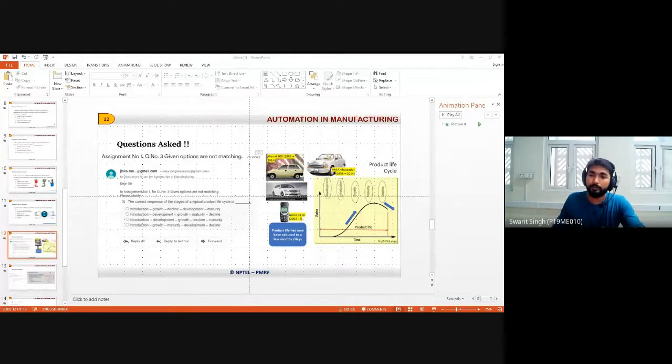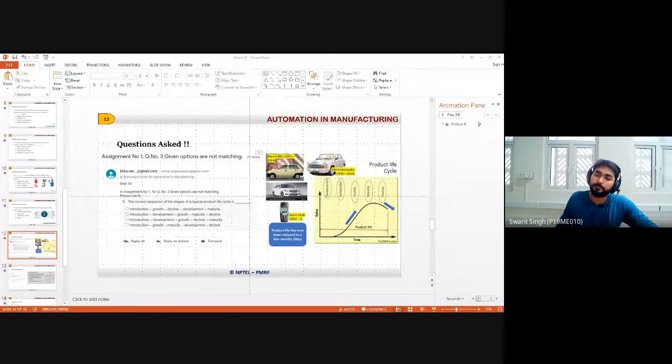During the course, you must have seen this slide which says that the product life cycle starts from development, then introduction, then growth, then maturity of the product, and then decline. Here the product development starts, where the engineers feel the necessity of making some product. Then that product is developed and introduced to the market. Once it is introduced to the market, its sales grow.